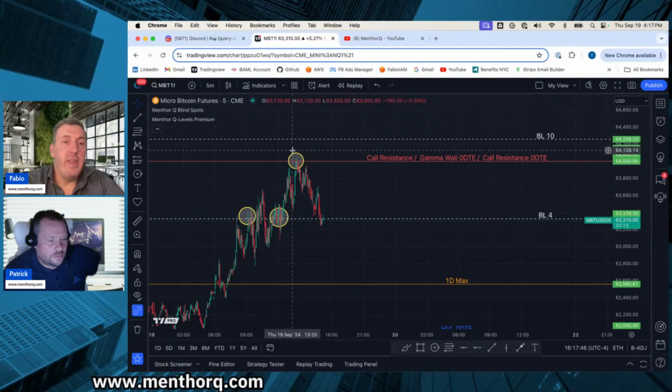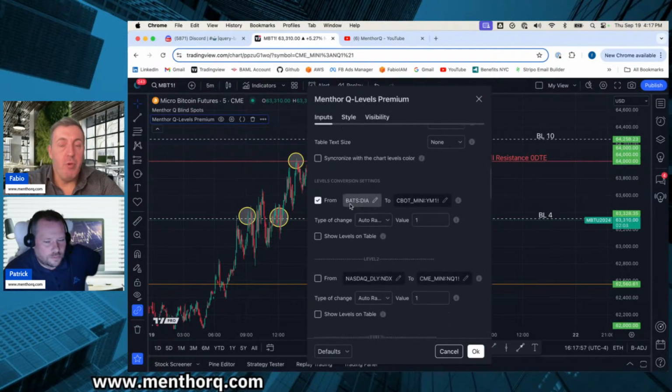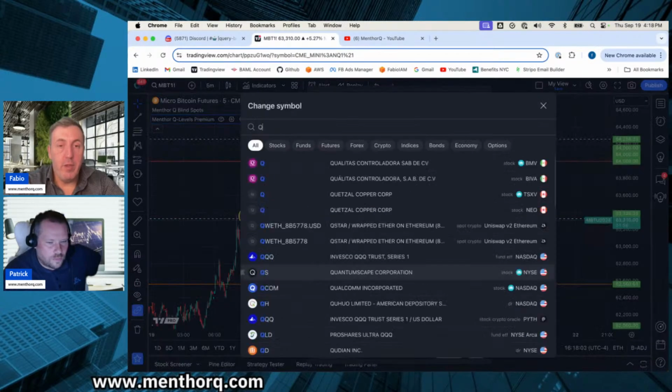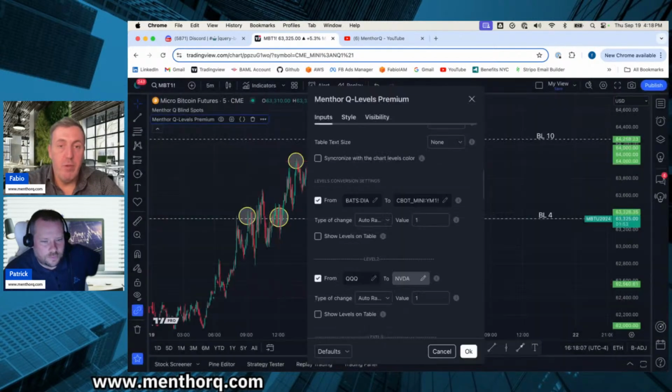And I think the other thing that you have is the flexibility, right? Because right now we don't have blind spots on every stock, but again, you have the power with the indicator to convert any asset to another asset. So you could do things like, I want to convert QQQ blind spots to NVIDIA, right? If that makes sense for you.